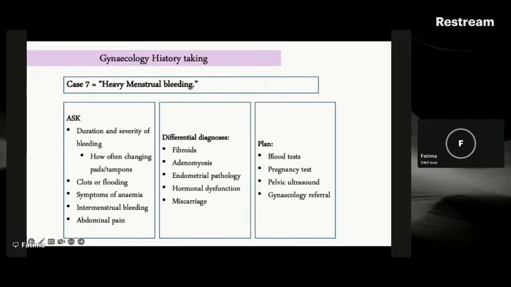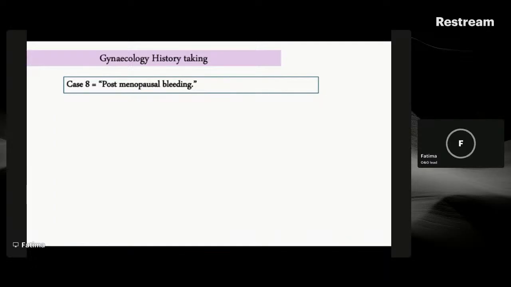So the plan would be to investigate for anemia, so do blood tests for blood count, arrange imaging to identify any structural causes as well, do a pregnancy test to exclude a pregnancy, pelvic ultrasound, as we mentioned, and gynecological referral if it is heavy and they require further management to treat, for example, their fibroids, such as surgeries.